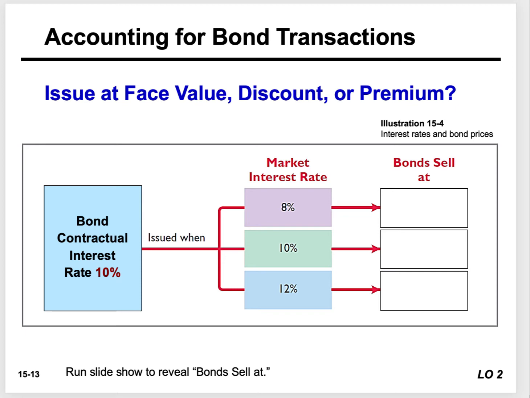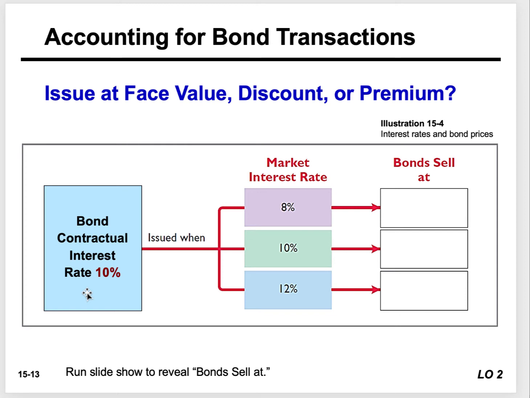If the market or the effective rate of interest is higher than the stated rate, the bond will sell at less than the face amount. So it'll sell at a discount. What we're saying here is if the market rate is 12% and the stated rate is 10%, the bond will sell at a discount, meaning it will sell at less than its face value.